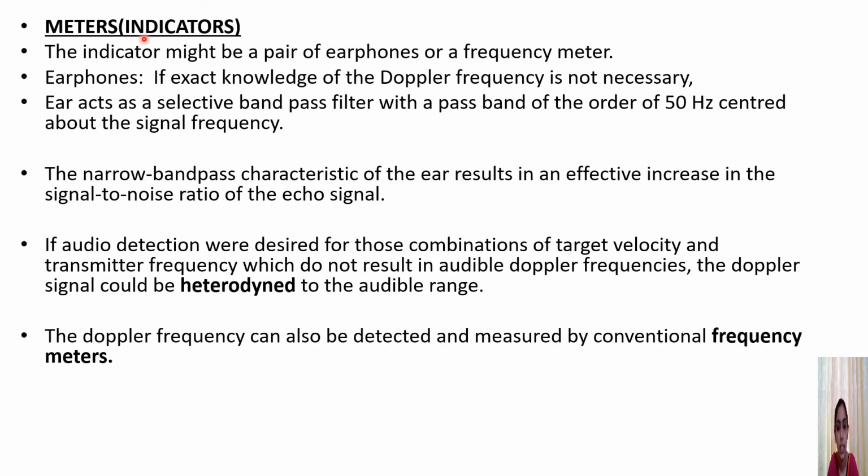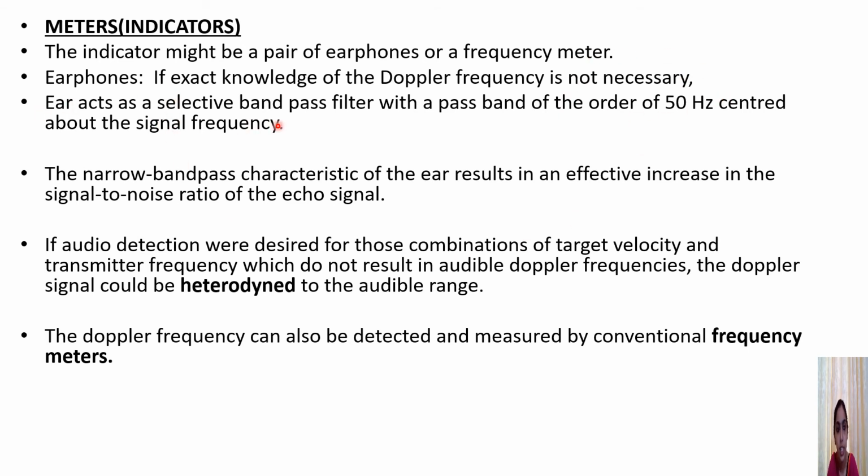Now about the meters or the indicators which are used in the ordinary CW radar. It can be either earphones or a frequency meter. So we can either use the ordinary frequency meter which counts the cycles, or we can use earphones. That is, if the exact knowledge of the Doppler frequency is not necessary, we can go for earphones.